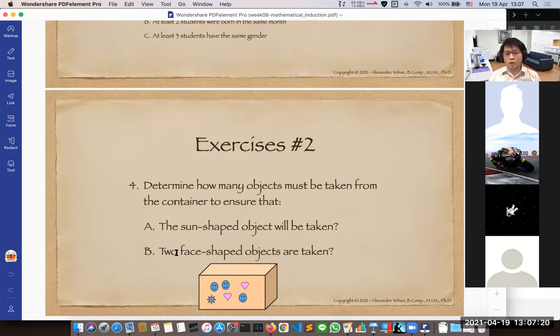So right now you need to ensure that 2 face shape objects are taken, right? Yeah. In here, how many objects are not in the shape of a face? There are 3 other objects, right? Yes, 2 hearts and 1 sun. Okay, so we have 3 objects that we need to take at first. And then how many objects do you want to take next? 2.